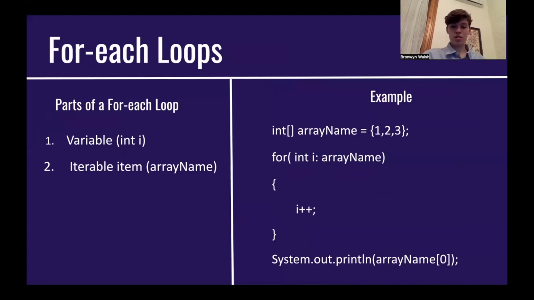A for each loop is also called an enhanced for loop. This is another way to access elements sequentially in an array. The syntax is for each integer in array name, then the body of code. What is happening here that we can't see is that the new variable I is temporarily assigned the value of the element at the relevant index. For example, at index 0, I is assigned the value 1. This element is then incremented and reassigned to the original position in the array. Because we incremented the value at 1, the index of array name at 0 is now 2.